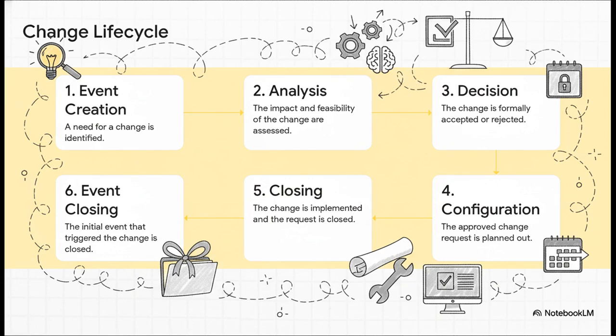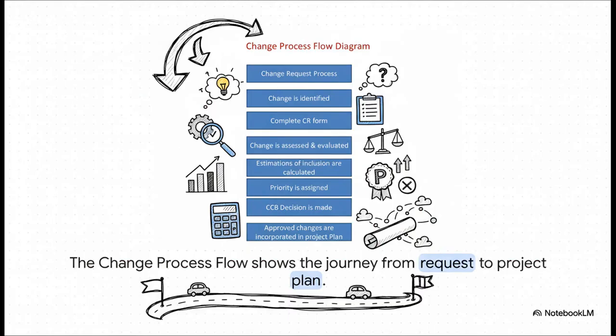You know, any change, big or small, follows this clear life cycle. It all kicks off with an event creation. Someone identifies a need, maybe a bug fix or a cool new feature. Then it gets analyzed to see, what's the real impact here. From there, a formal decision is made, yes or no. If it gets the green light, the change is planned out, built, tested, and finally, the whole process is formally closed out.